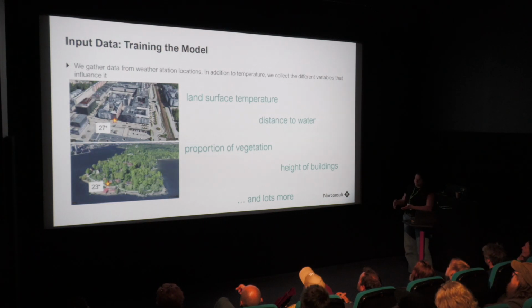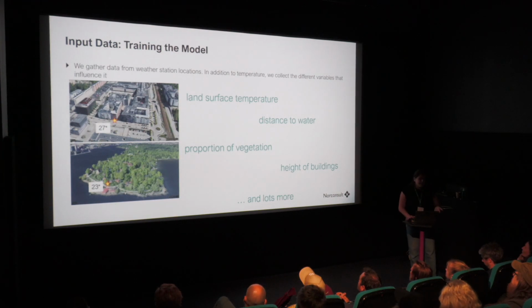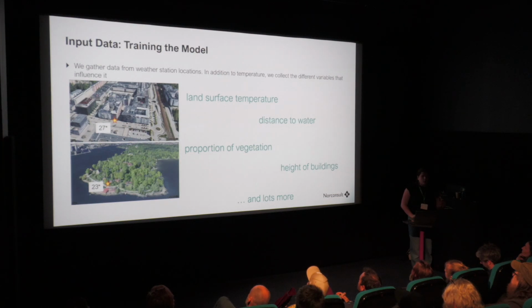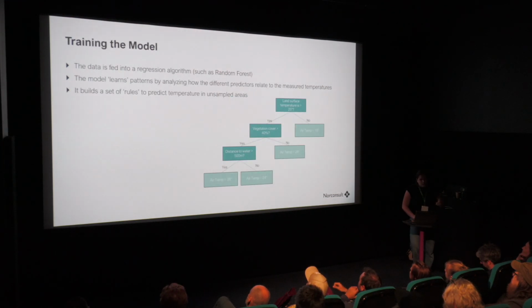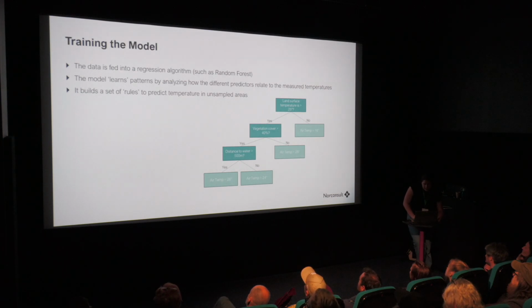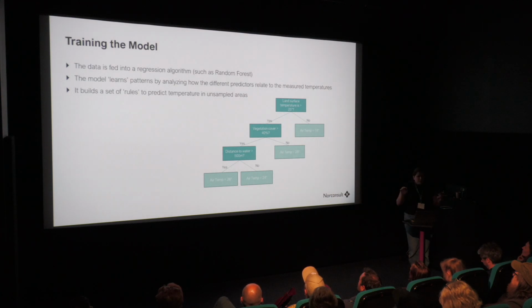So we do that for all of the stations we have at all of the different times we have. We collect all of these possible explainers to help train a model. And so we use a regression algorithm, and we can think of the way that the model learns the patterns as analyzing how the different predictors relate to the measured temperature. So it goes through all of the data, and you can think of it like a flow chart structure like this, where it creates a set of rules for itself based on what it learns.